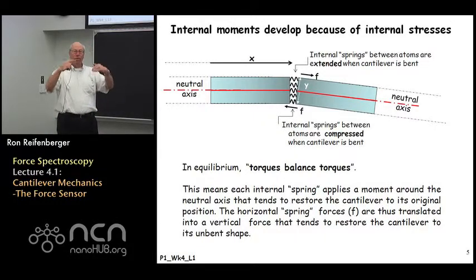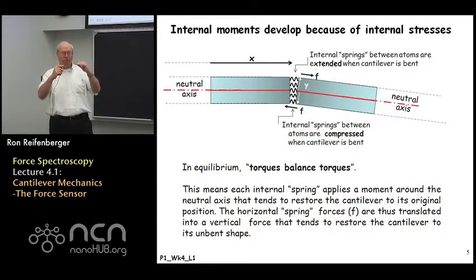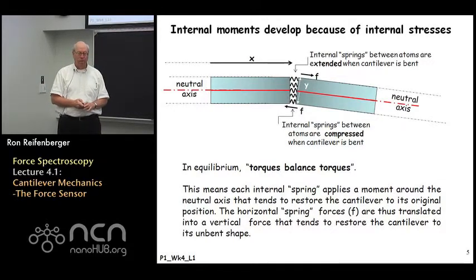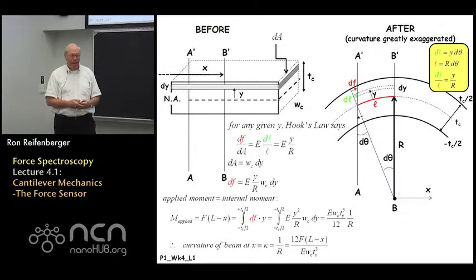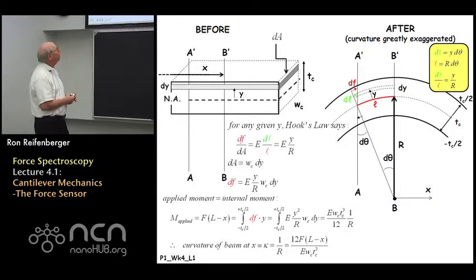So these two moments, the moment from the external force and the moment from the internal forces, have to balance in some way in order to make the cantilever shape stable. The arithmetic behind that analysis is basically shown here.